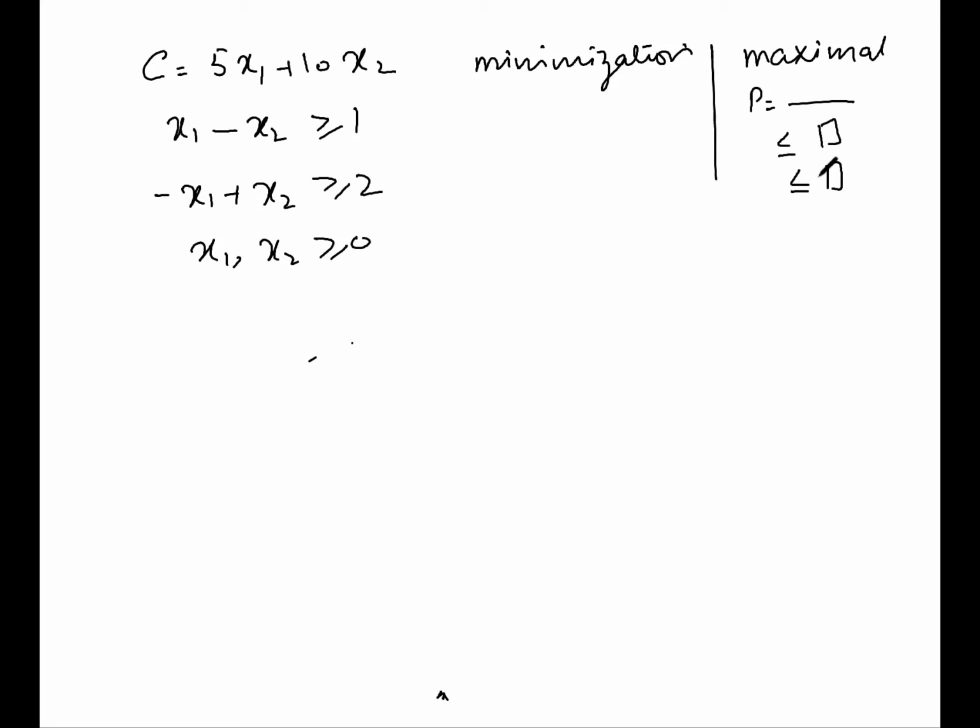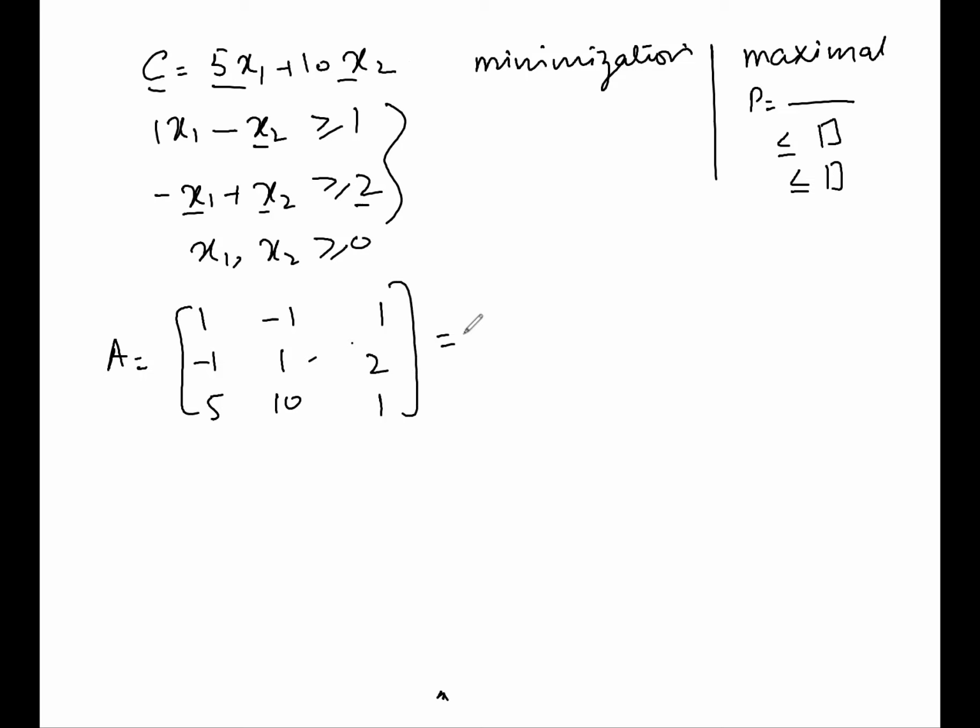Okay, so now we write it in matrix form as it is, starting from the constraints. So we say that A equals: coefficient of x1 is 1, so here it is 1, coefficient of x2 is minus 1, so here it is minus 1, and then constant 1. Coefficient of x1 is minus 1, coefficient of x2 is 1, and this is 2. Now coefficient of x1 is 5, coefficient of x2 is 10, and coefficient of C is 1.